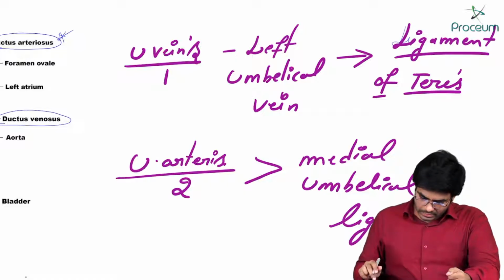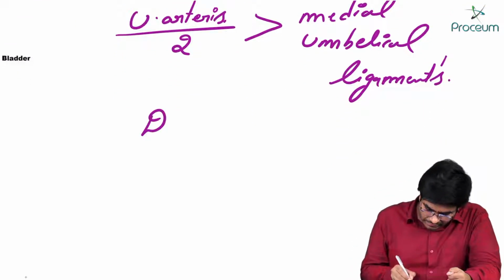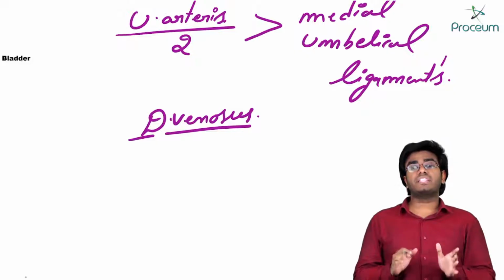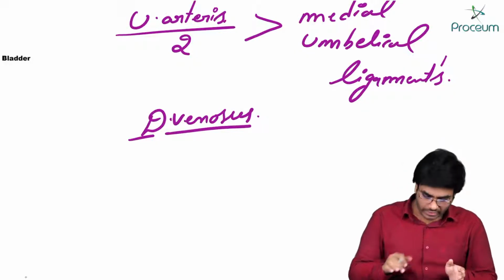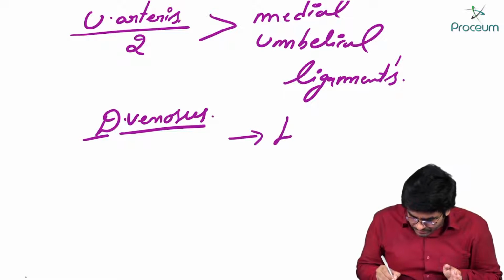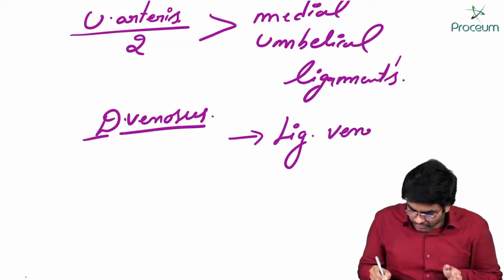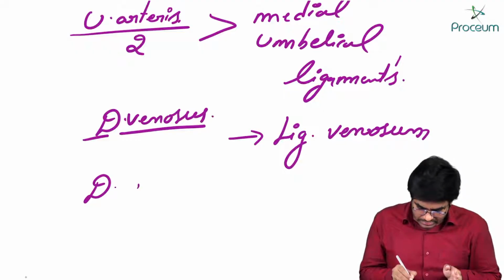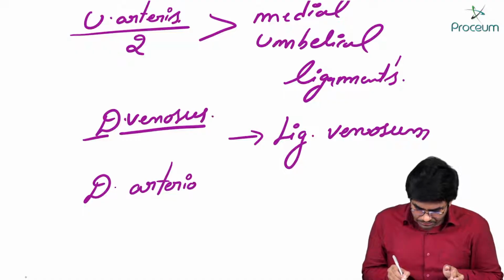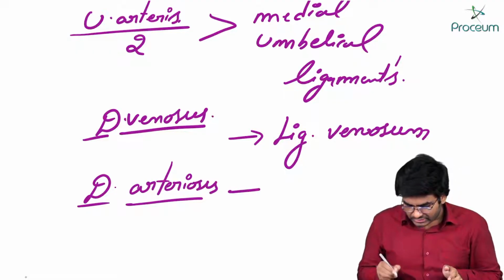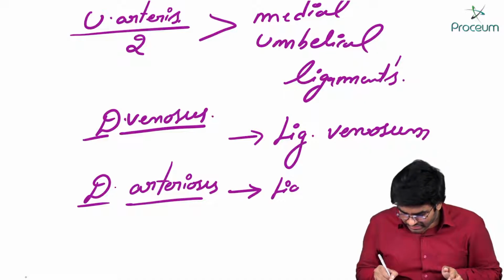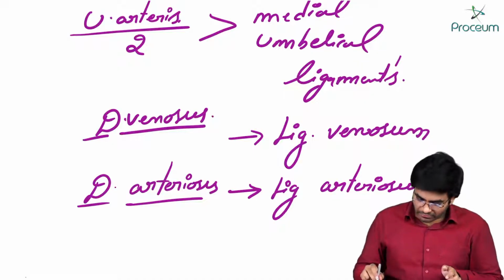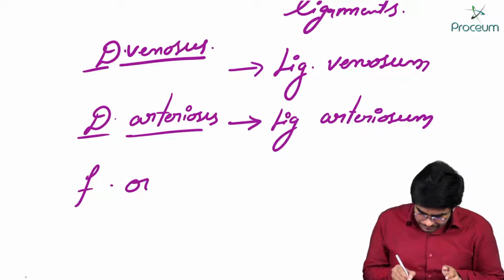Now what happens to the ductus venosus? We all know that the ductus venosus is the structure which helps in the shunting of blood from the umbilical vein into the inferior vena cava. Now this ductus venosus will become the ligamentum venosum. Okay, now what happens to the ductus arteriosus? This ductus arteriosus will become the ligamentum arteriosum.